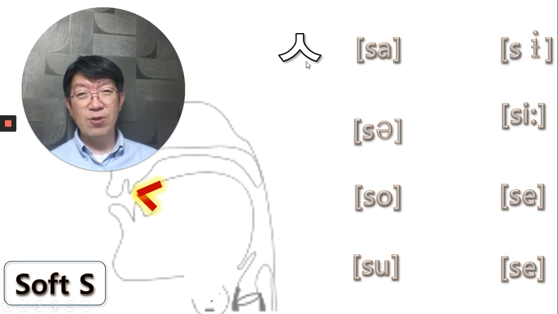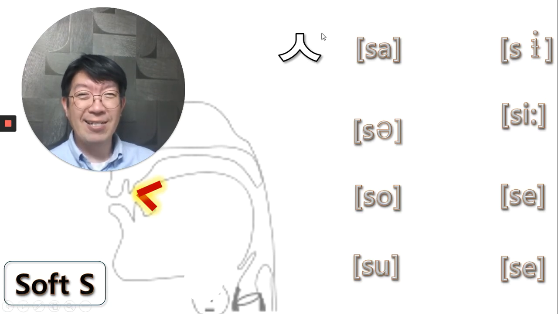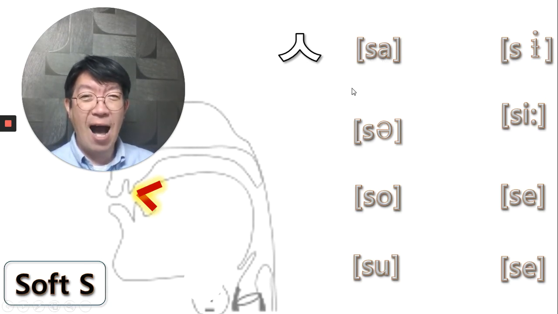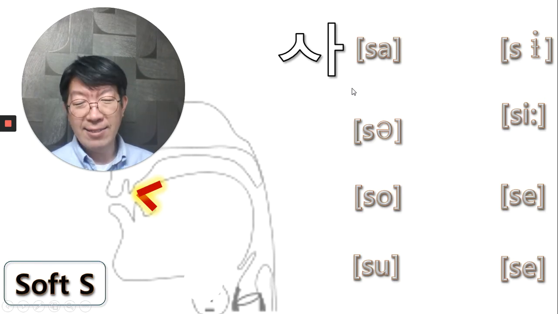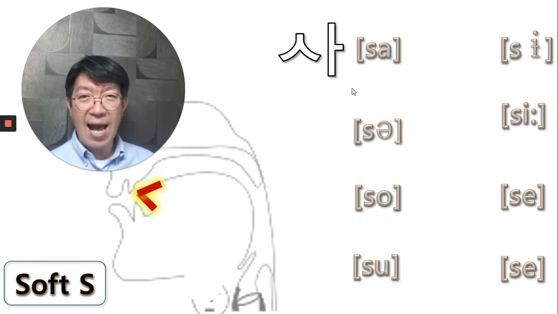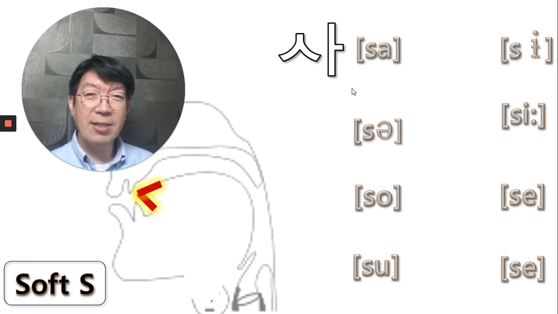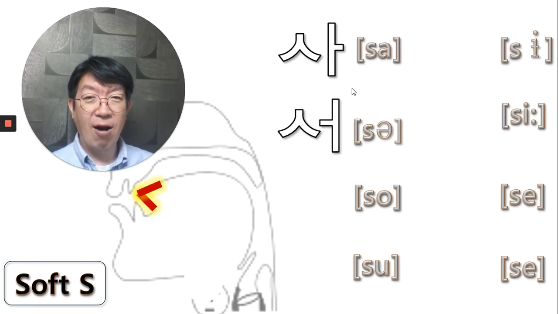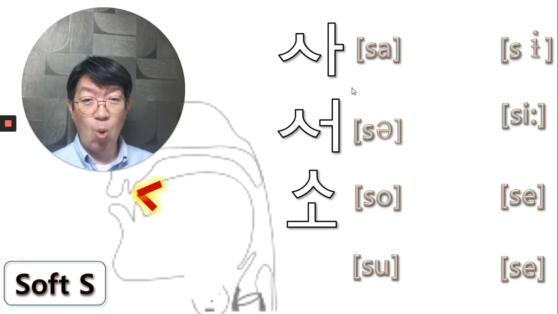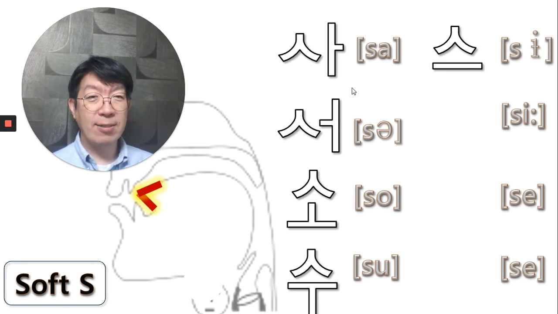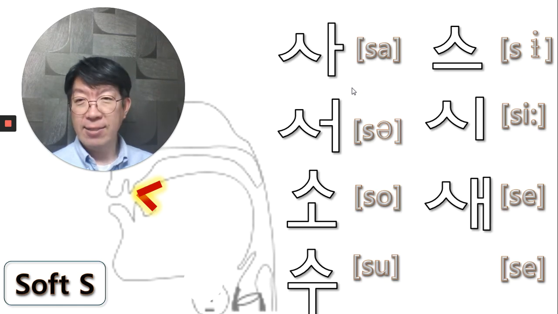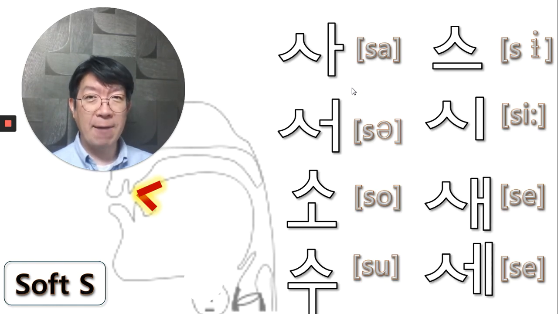This one is a soft S. Not s, this is s. Okay, anyway, so s-a, sa, not sa. In English this is sa, but I think in Korean it is sa. And s-o, so, s-u, su. S-i, si. S-e, se.